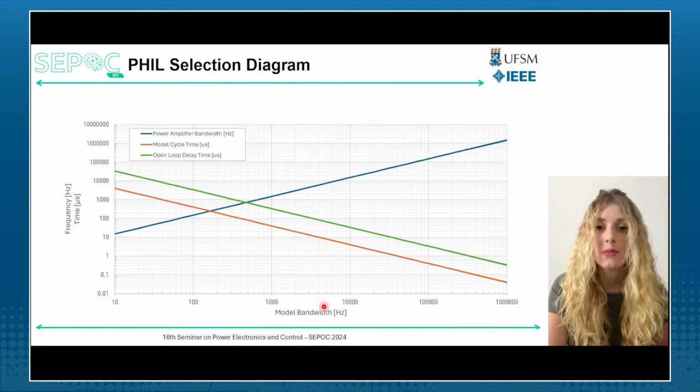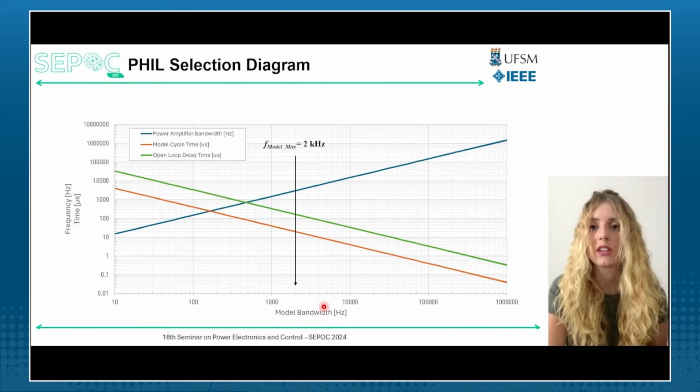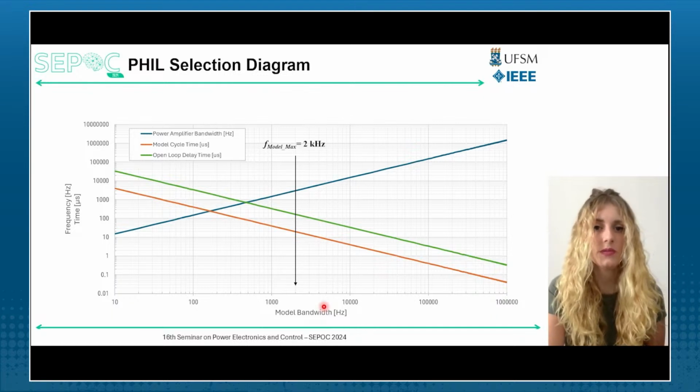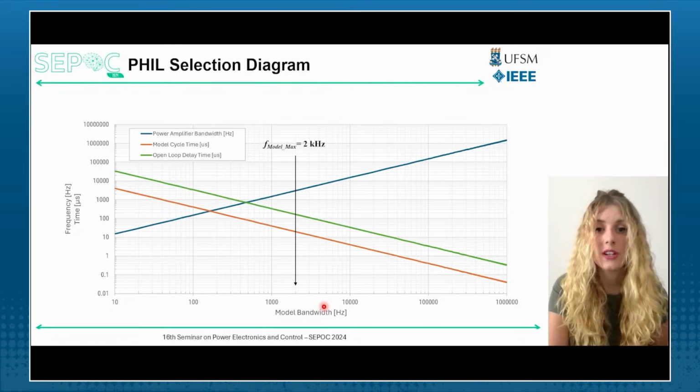So let's say, for example, we have a model whose bandwidth is 2 kHz. So how do I determine the rest of the values? The rest of the values are power amplifier bandwidth, model cycling time, and open loop delay time. So we can get this just by checking these cross sections.